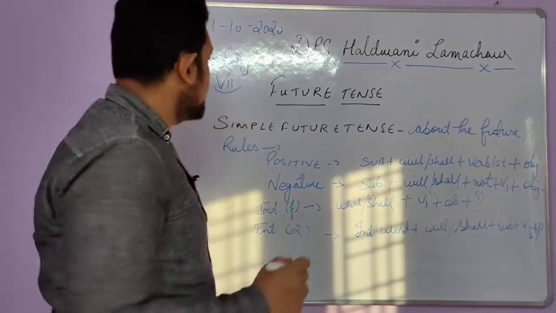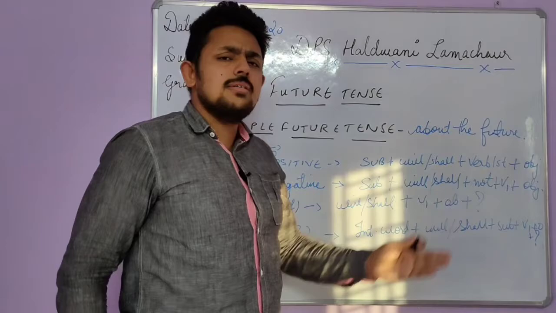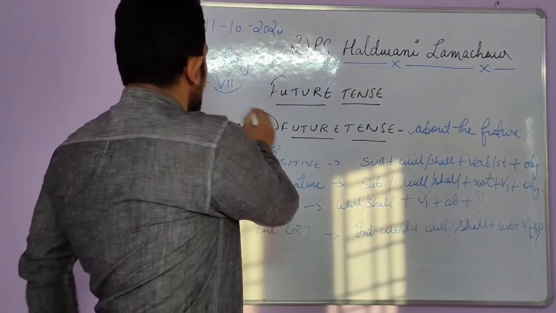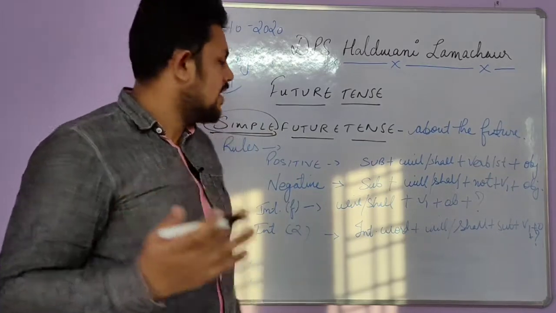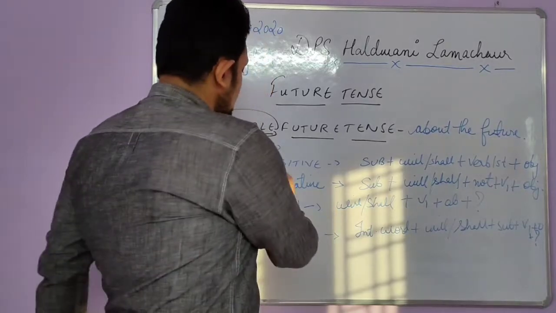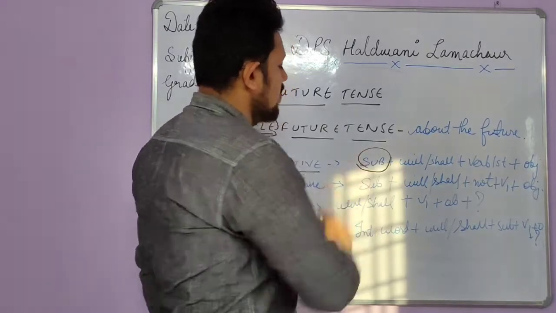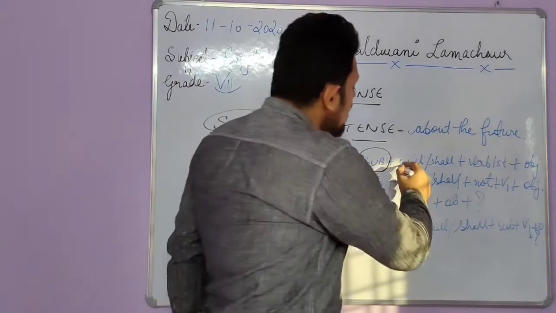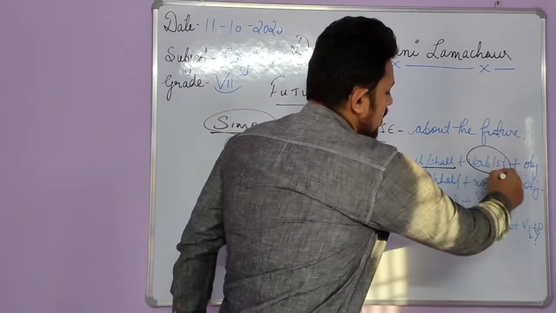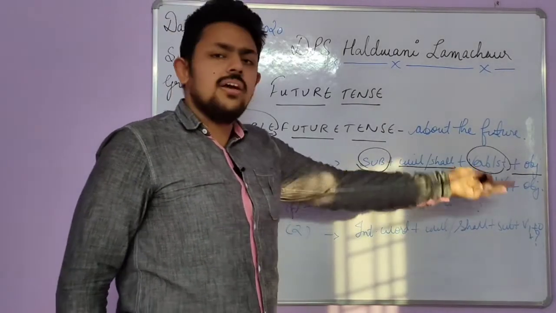So let's see the simple future tense. It tells about the generic future, like we can get from the word simple future. There are some rules to frame the sentence. First one, the positive sentence. We put the subject first, then will or shall, then the first form of the verb plus our object. Okay, I will play cricket.